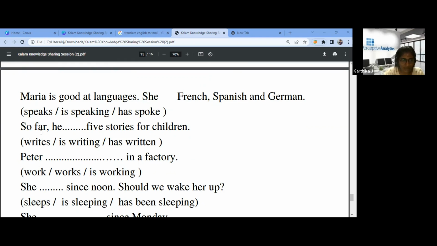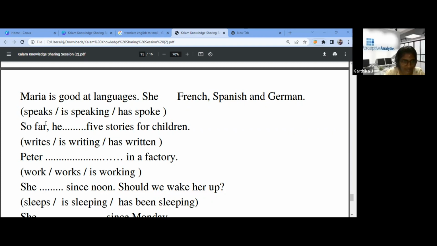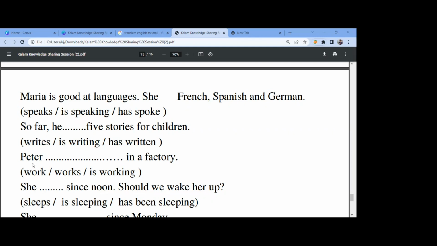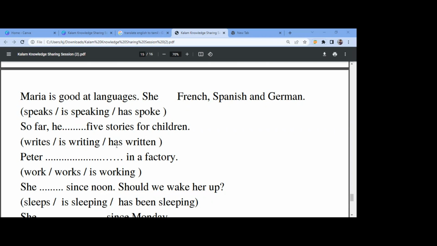Next one is, sorry, I have missed this sentence. I will go to the sentence. Pete has written, I think so far he has written 5 stories for the children. This is a completed sentence. So has written will come. Yeah, it's present perfect, I guess. Yeah, present perfect sentence.